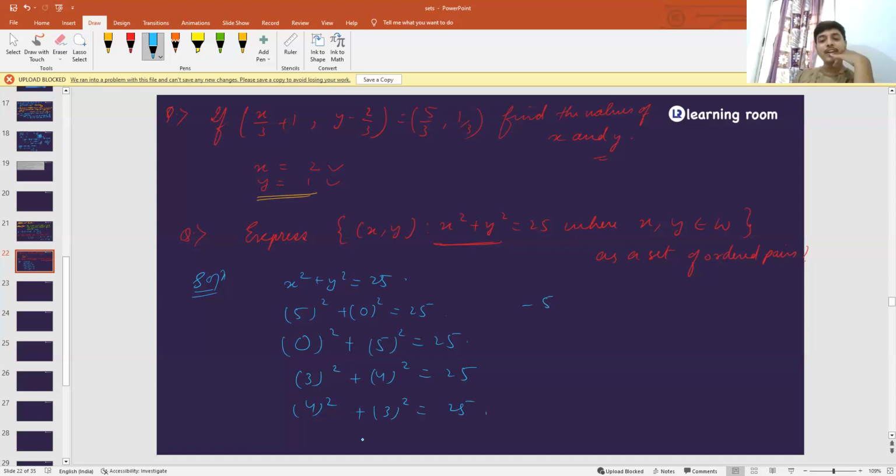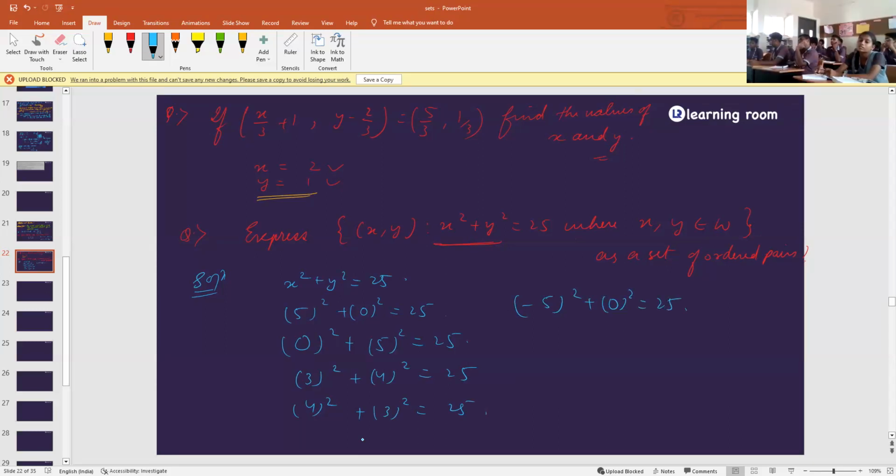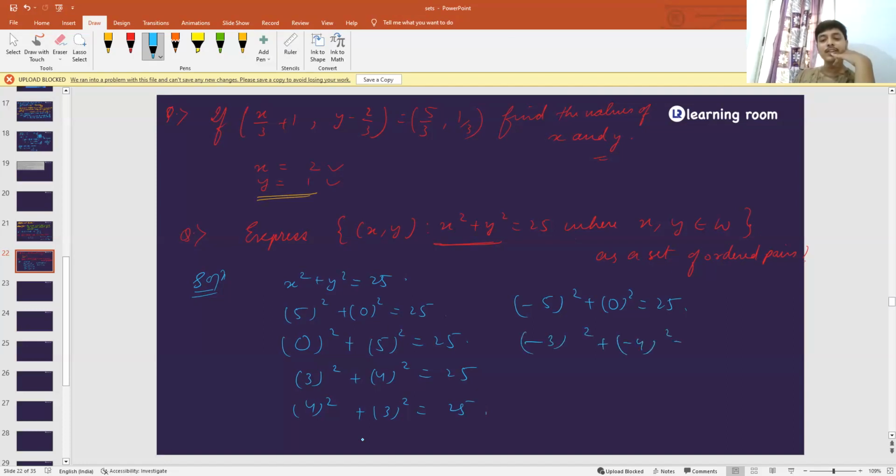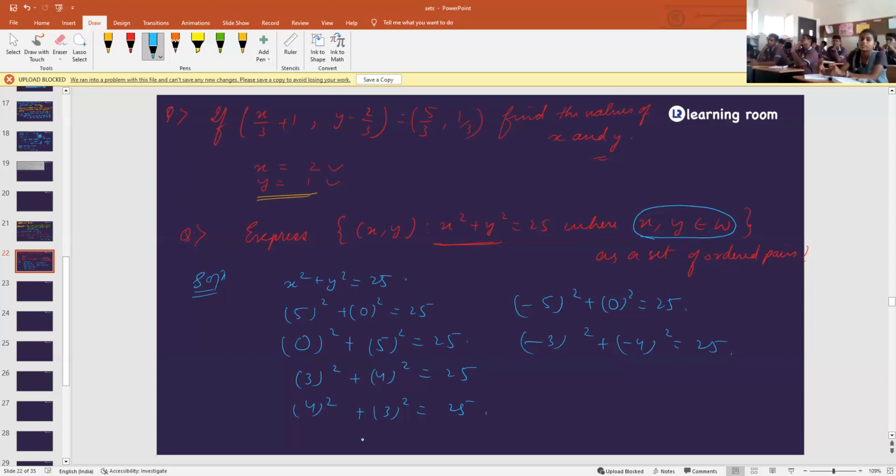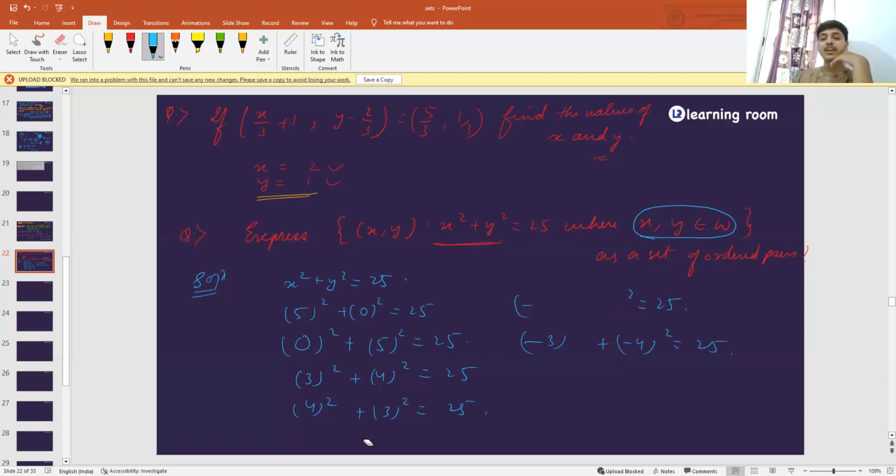Can I take minus 5 whole square plus 0 whole square, 25? Yes, sir. Can I take minus 3 whole square plus minus 4 whole square, 25? Yes, sir. No. Didn't you see this statement? I cannot take negative values. Are you sleeping? I cannot take negative values.